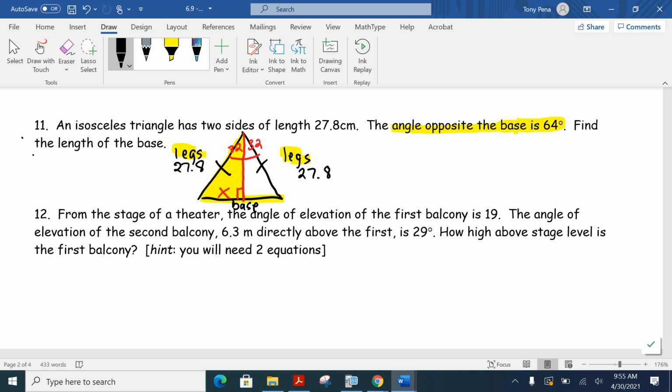All right, Gavin. So what'd you set up, Gavin? If this was our angle, these two sides, we're dealing with what? Sine 32 equals x over 27.8. Good, perfect. So he's used the sine, because if this is our angle, x is the opposite side. 27.8 is opposite of the right angle, so that's our hypotenuse, so opposite over hypotenuse.